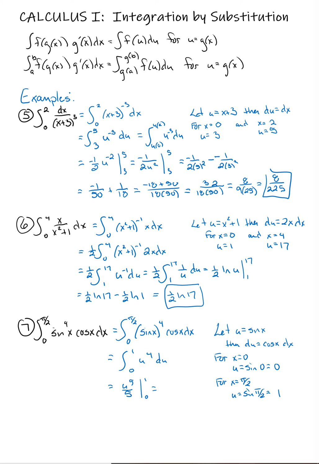So that gives us 1 to the 5th over 5 minus 0 to the 5th over 5, which looks like it simplifies to just 1/5. Well, there we go.